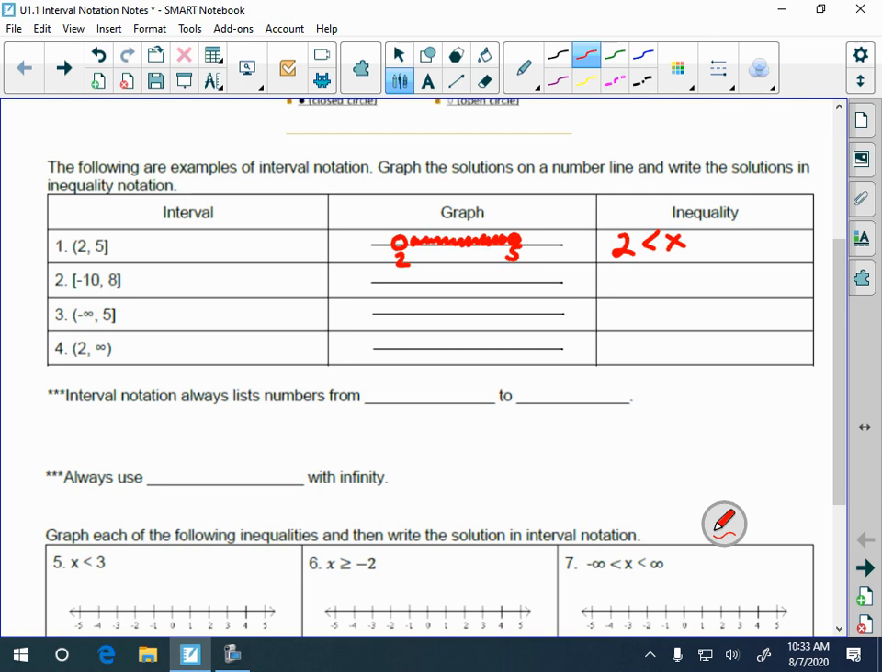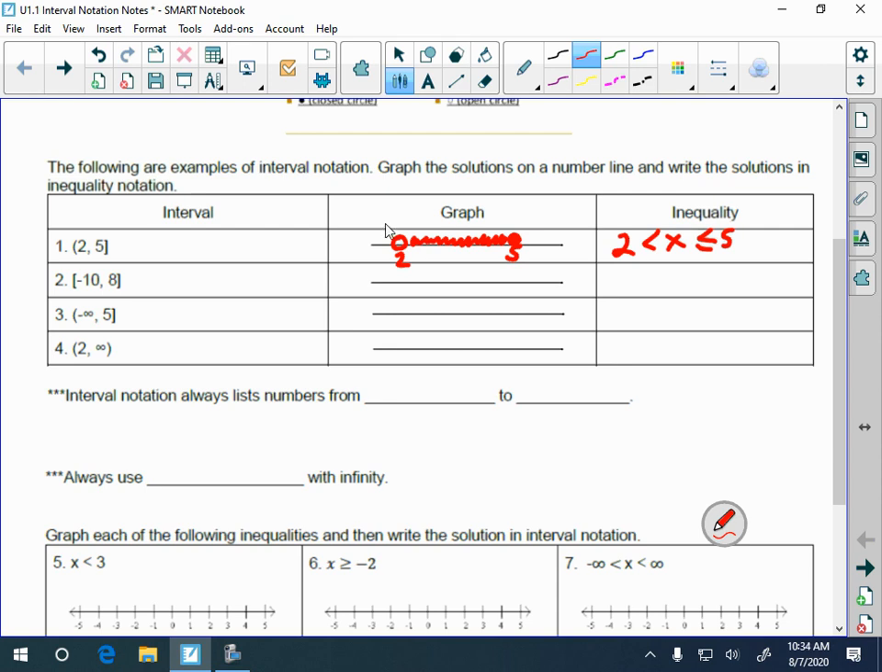Then we do another inequality. It's going to be less than again, but this one is less than or equal to because of the closed circle, or the bracket on the 5, and 5 is included. So we say all the solutions between 2 and 5, and that's what the inequality represents: all the x's between 2 and 5.